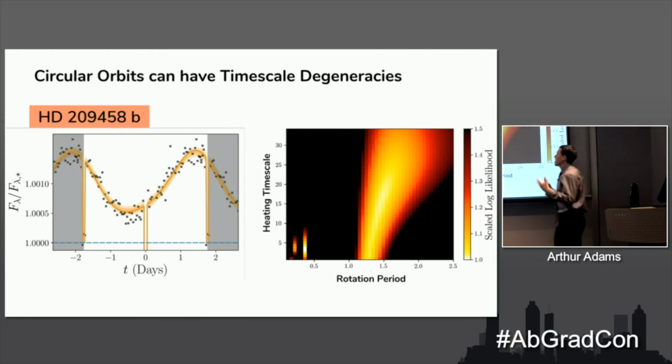One thing I wanted to point out, which motivates why I like eccentric orbits, is that for circular orbits, even with the 4-parameter model, you expect there are some difficulties. One thing is that we have a timescale degeneracy. I pointed out this phase offset, and you can quantify how displaced that is.